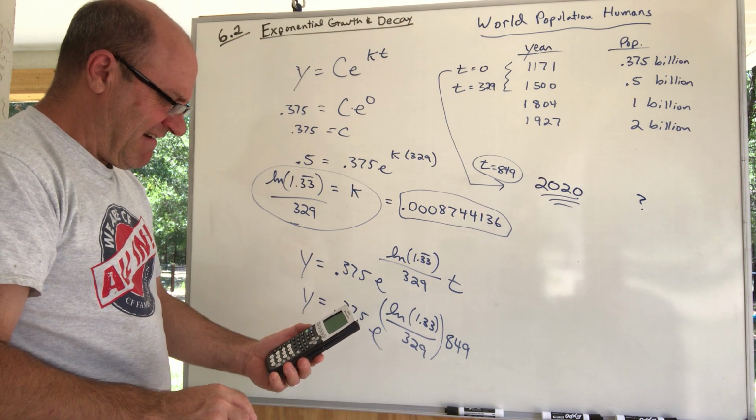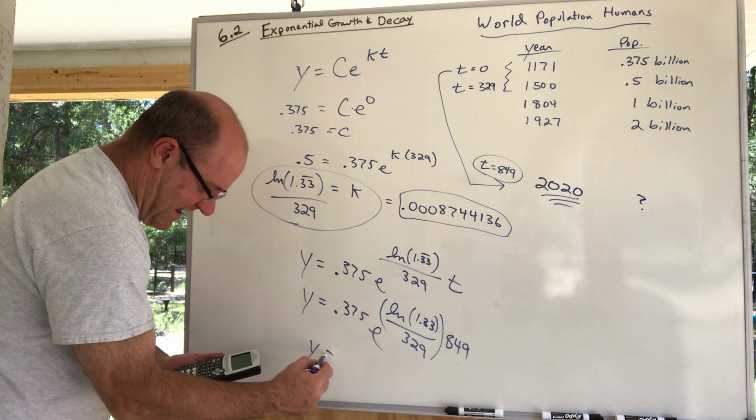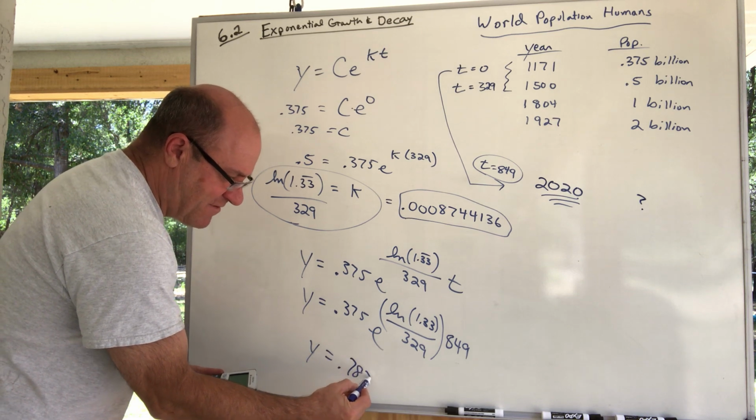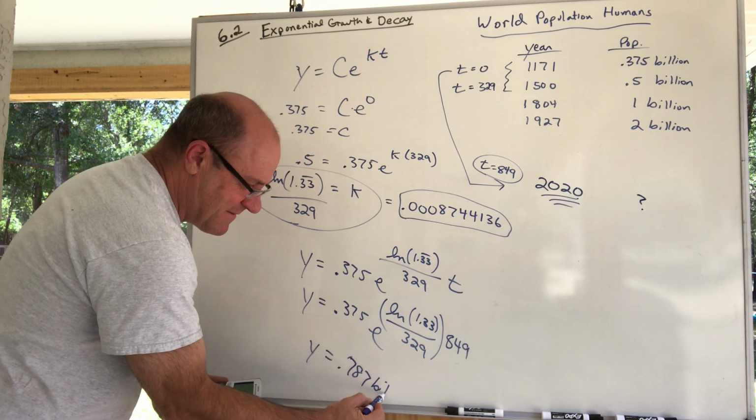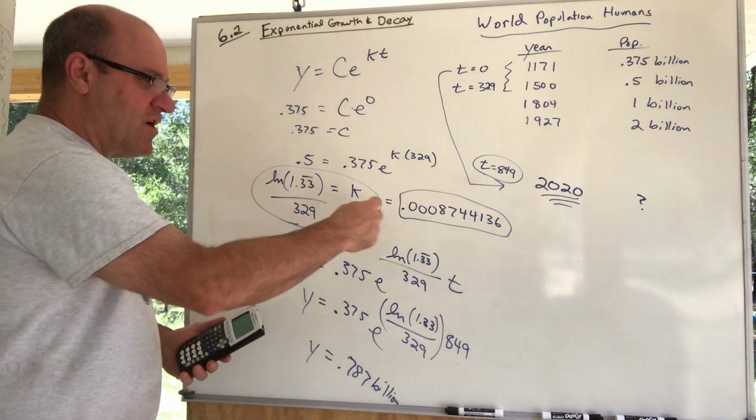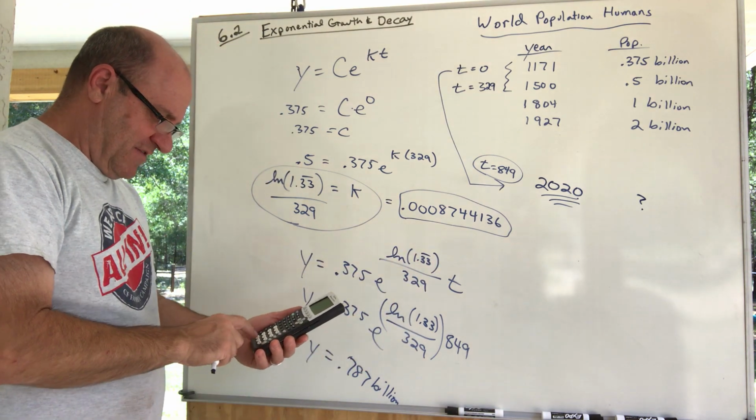Oh, jeez. And I get 0.787 billion. Did I do that right? You know, it's a shame to do all this work and screw up your calculator. Let me try this again.